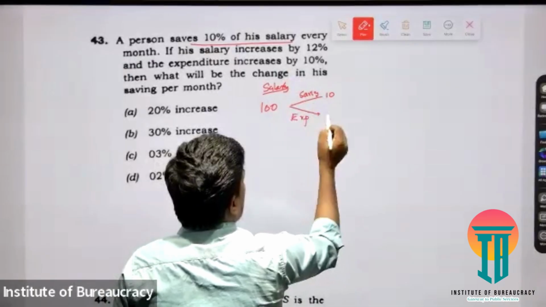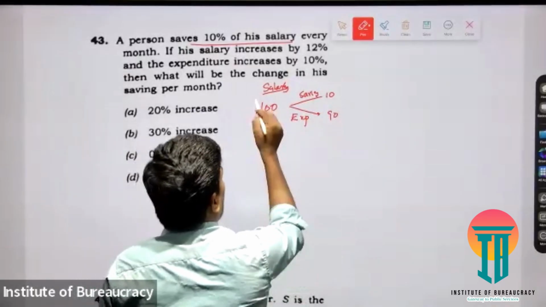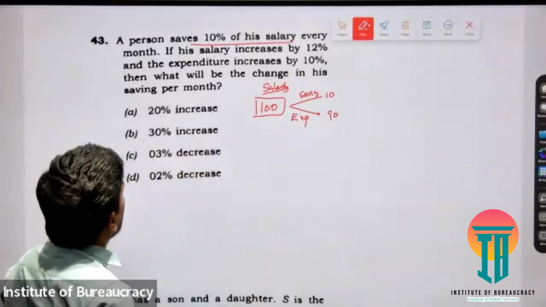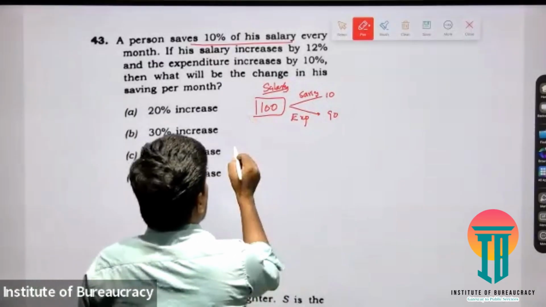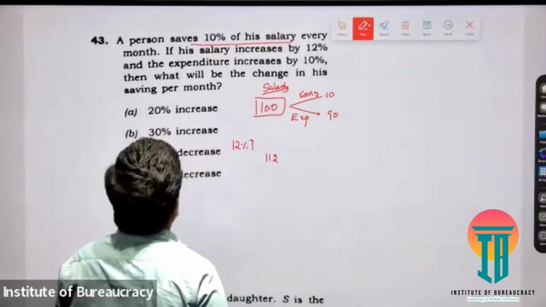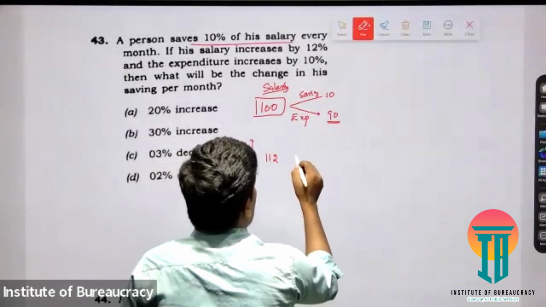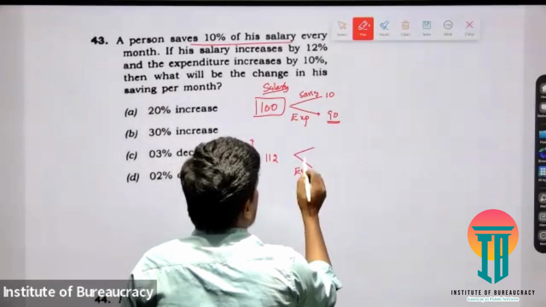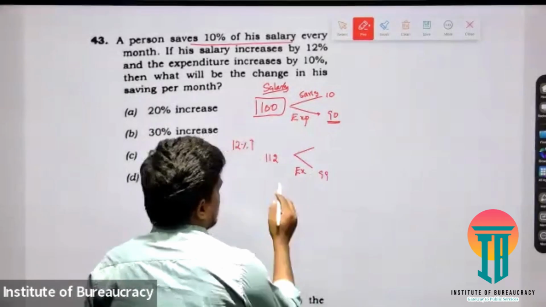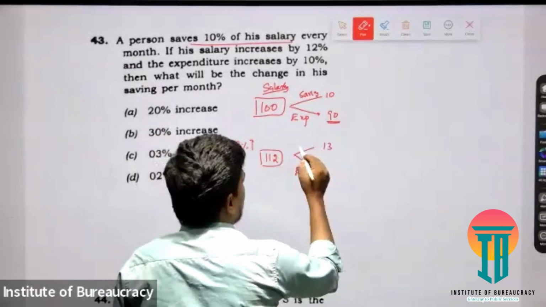Expenditure 90 rupees. So salary 100, expenditure 90, saving 10. Okay, fine. If his salary increases by 12%, the salary is now going to be 112. And the expenditure increased by 10%. Expenditure is 90, now it is increased by 10%, which means it is 99. Now this is the salary, this is the expenditure. What is the difference? This is going to be 13 rupees.